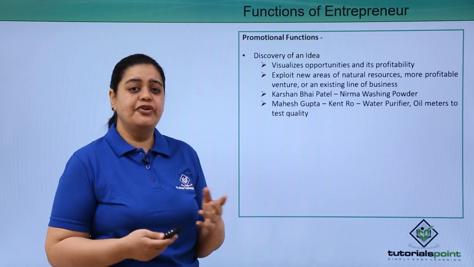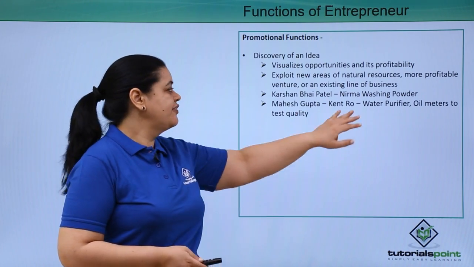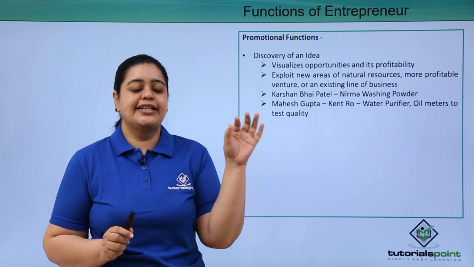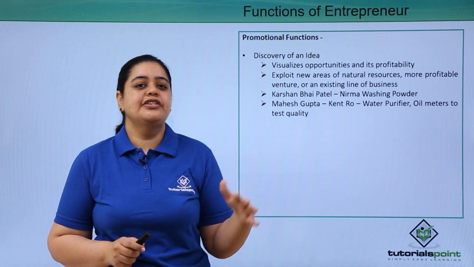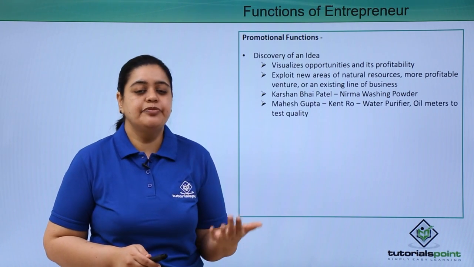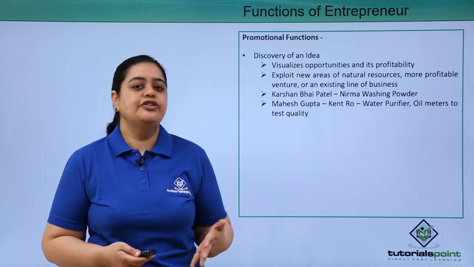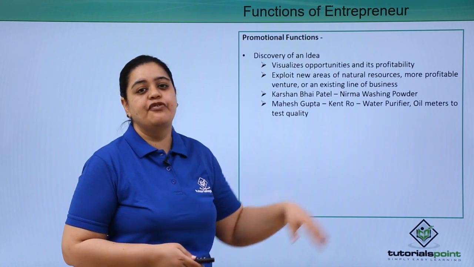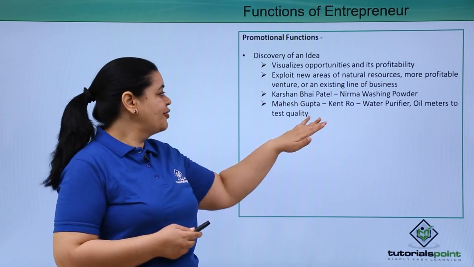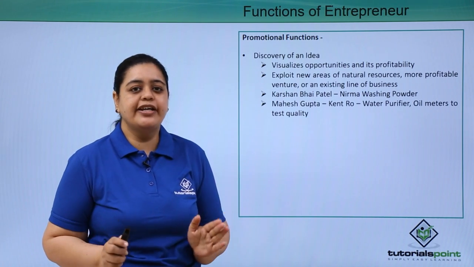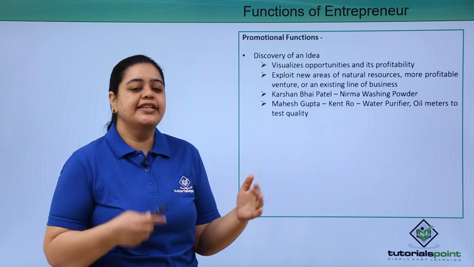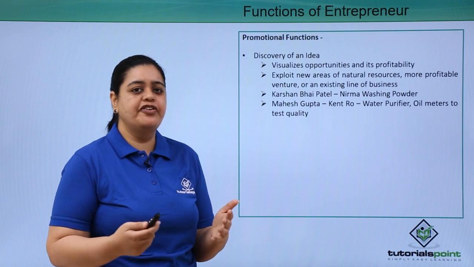The second example which I already gave you was about Mahesh Gupta. He was the founder of Kent RO, and he started with water purifiers. This product came into the market only because his children suffered from a waterborne disease when they were staying in Delhi, and he realized the purifiers in India were not up to the mark and he needed to come up with a water purifier. Once he was done with the water purifier, he also came up with oil meters which test quality. So here you can see how he has been diversifying into various areas so that the enterprise keeps running and is always profitable.